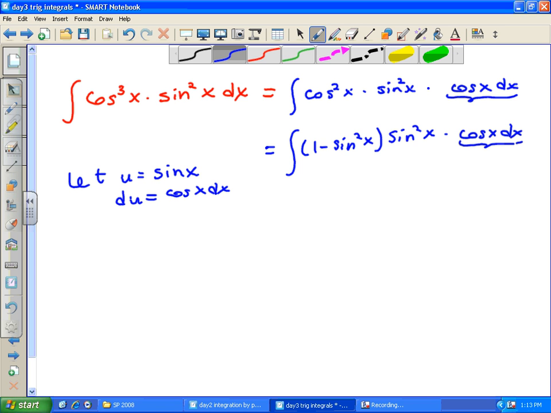So let's do it. Since u is equal to sine x, replace all the sine functions with u, or powers of u, of course. You can, but I like to do it in the next step. You can do it now if you like, but I will do it in the next step. Now I will distribute.